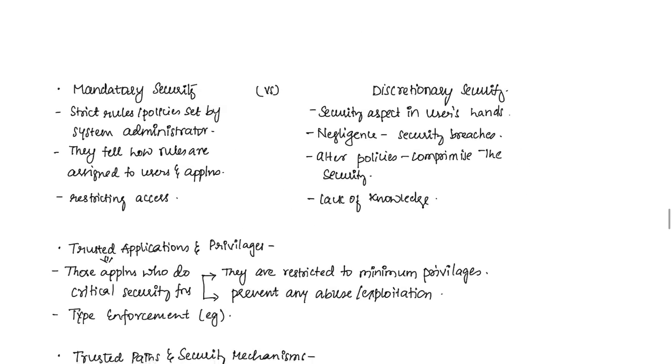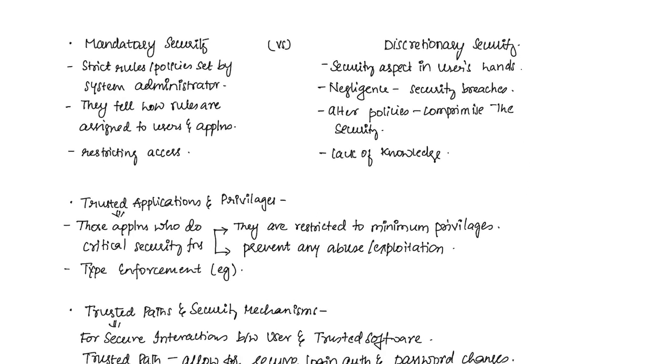Next, we have is mandatory versus the discretionary security. So mandatory means there are strict rules and regulations, policies that are set by the system administrator. So these rules or these policies will tell us how the roles are assigned to users and applications. So the trusted applications are confined to specific security domains, and they can only access the resources which are necessary for their function. So we are restricting the access here.